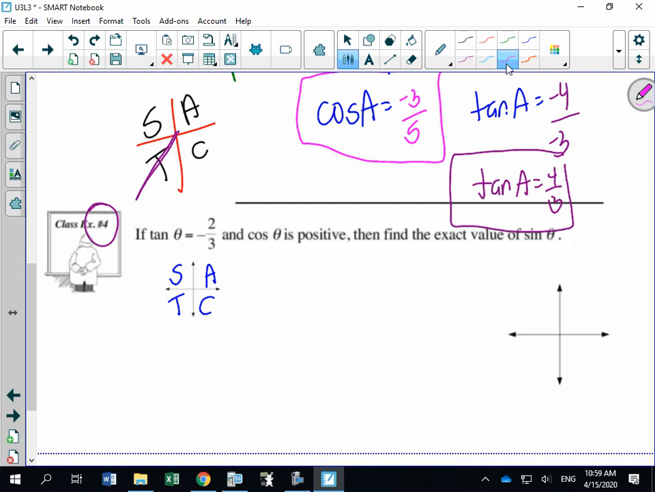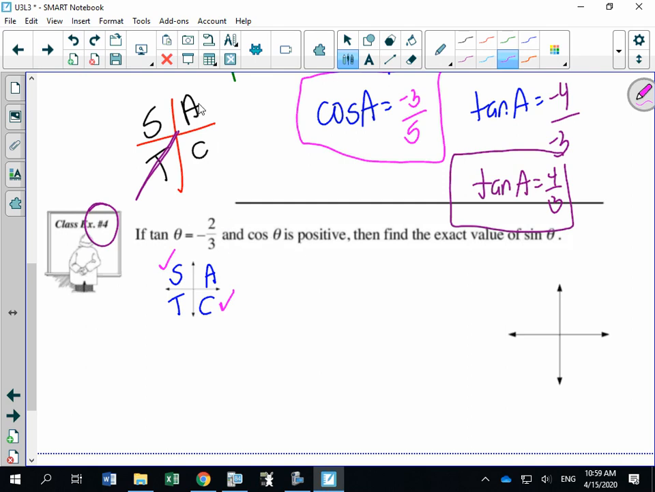If you did it correctly, you should have 2 check marks. In that quadrant tan is negative, and in this quadrant. In quadrant 1, tan's positive, and in this quadrant, tan's positive. Tan is negative in these 2 quadrants. So I know tan has to be negative.